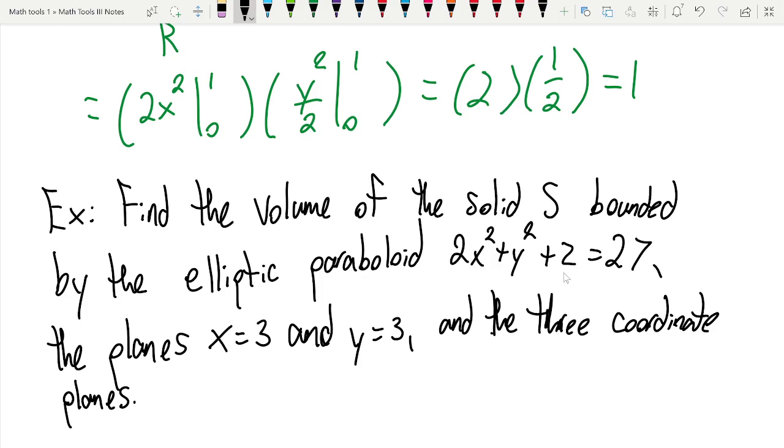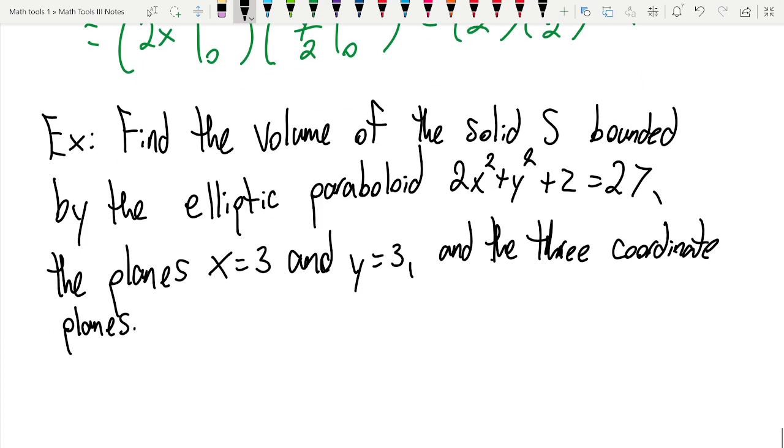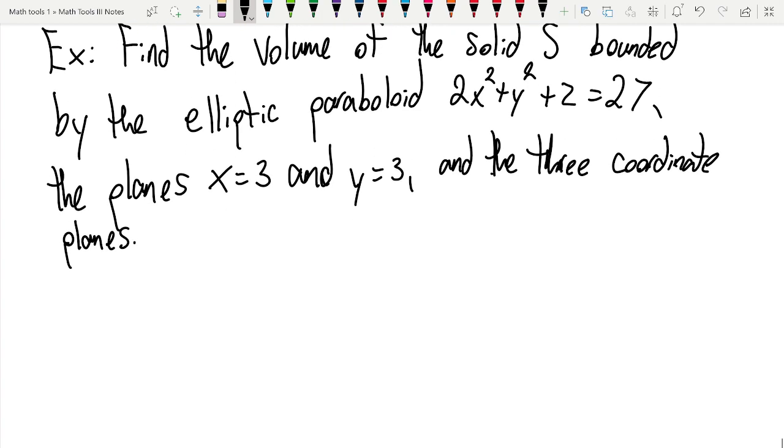So first of all, notice that the function is not explicitly in terms of z, but it very easily can be solved for z. And then notice that it doesn't actually explicitly give us the bounds, right? It just tells us that it's bounded by the planes x equals 3 and y equals 3 and the coordinate planes. So the coordinate planes would be where they're all 0. So this is basically trying to tell us that x is bounded between 0 and 3, and y is bounded between 0 and 3.